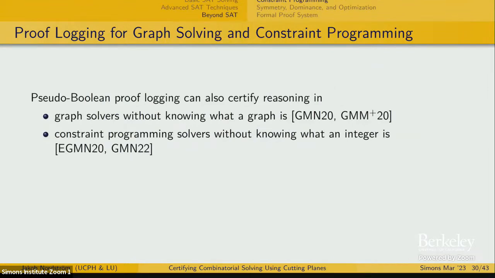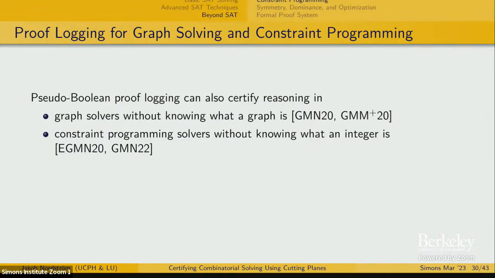And going beyond SAT, I'm running a little bit out of time, so I'll say this just very quickly. It turns out that you can also take cutting planes and certify what state-of-the-art graph solvers do, for instance for max clique, for subgraph isomorphism, for maximum common connected subgraph. You can write down efficient cutting planes proofs, although cutting planes doesn't know what a graph is. But still, the way these solvers are reasoning about graphs fits nicely with cutting planes.